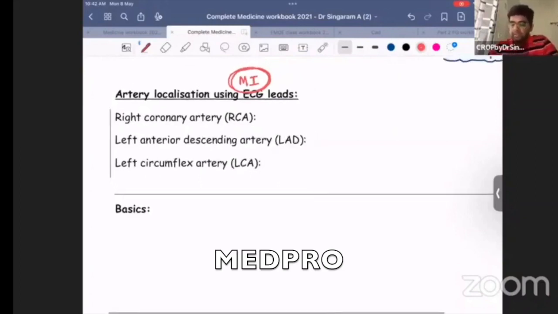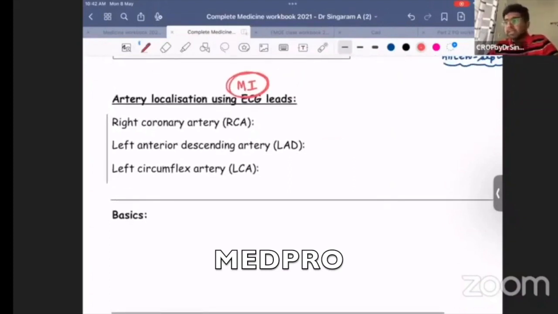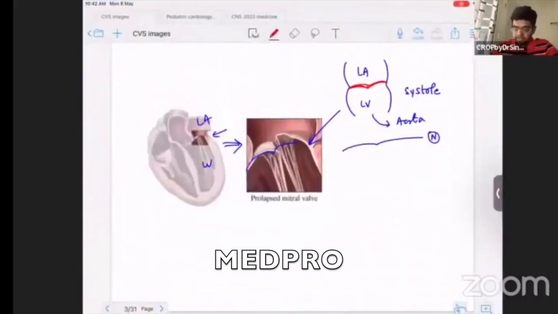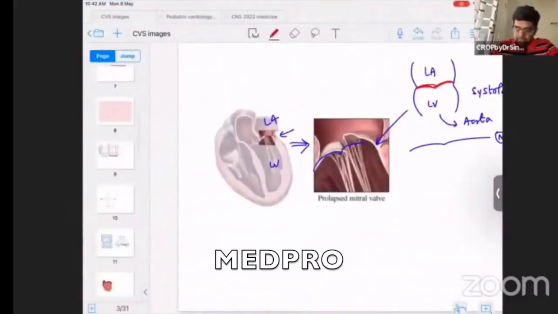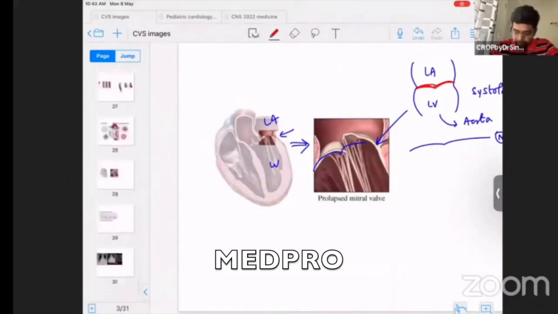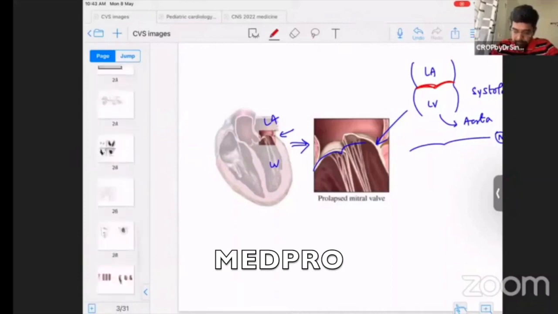I think this has been discussed. Has this been discussed? Artery localization using ECG leads. It's a quick review only. Whenever we talk about the heart, there are three major arteries which are supplying the heart. We know right and left is okay, but other than that, just a minute, I'll take out the picture. One minute.